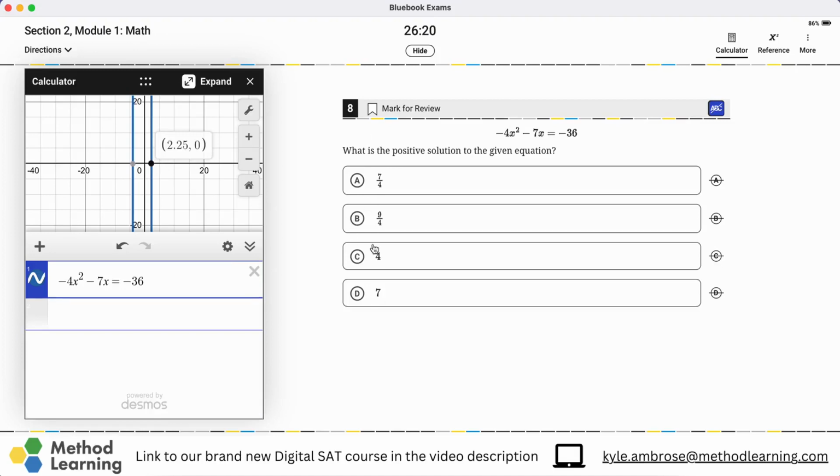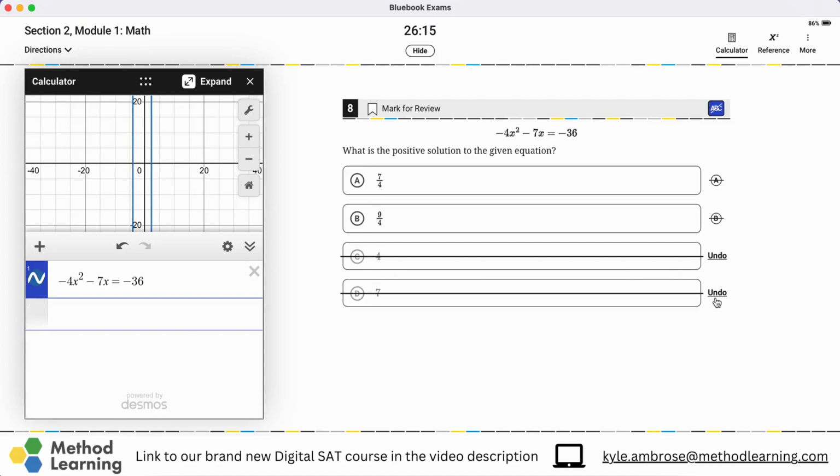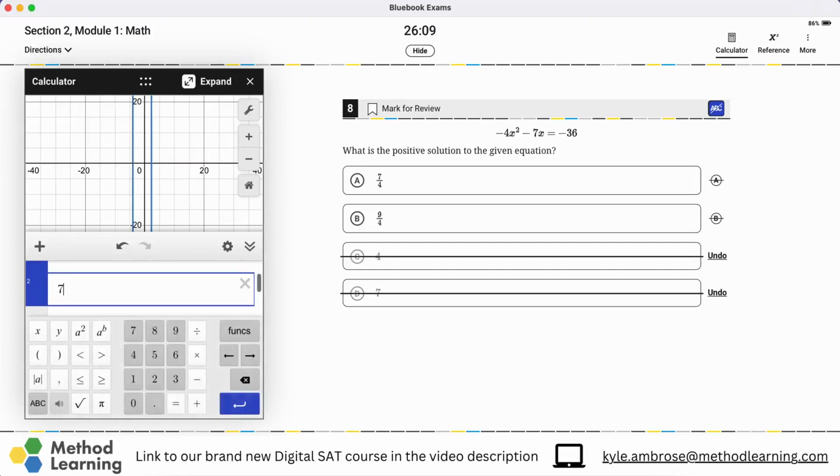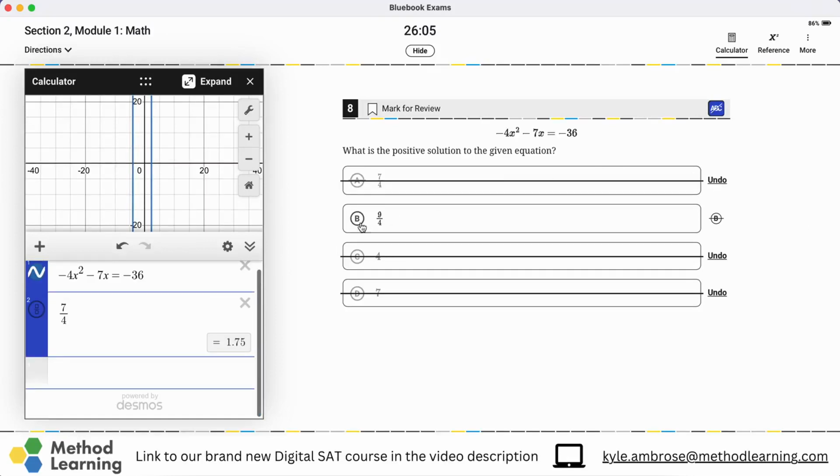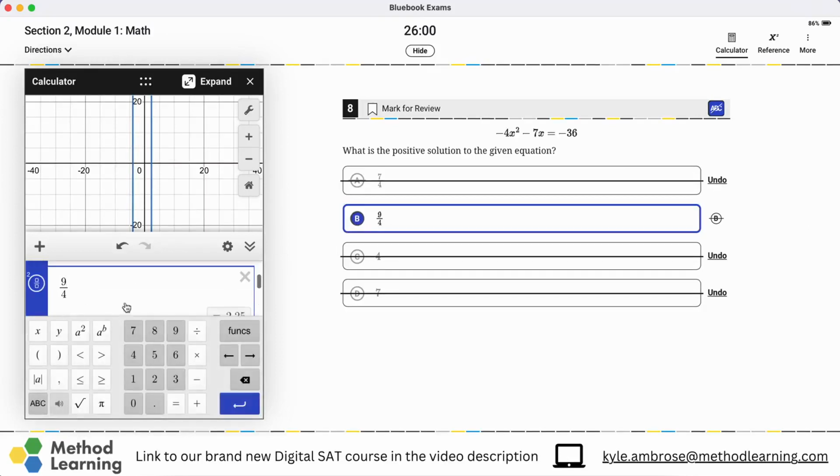Uh-oh, they don't give us that choice. Obviously, though, it's not C or D, so we could cross those out. Which of these two is 2.25? Well, Desmos will tell us if we just divide these in Desmos. 7 divided by 4 is 1.75. A is wrong. B must be the answer because if we do 9 divided by 4, there we see it, 2.25. So B is our answer.